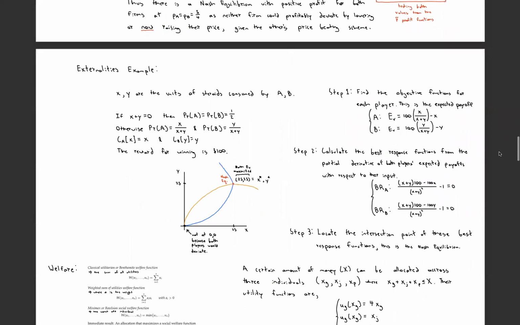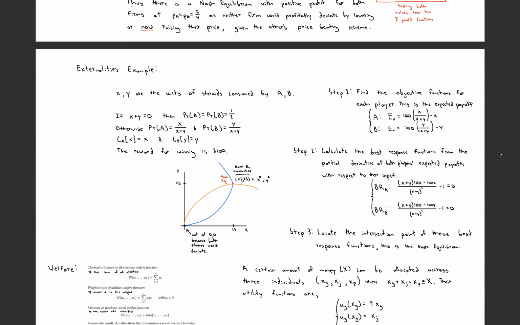You also covered externalities. So we're going to see in this example, X and Y are units of steroids consumed by A and B. If X plus Y equals 0, then the probability of A equals the probability of B, both of them using, is going to be 50%. Otherwise, you end up with that function. And this is another example. I believe it might be from one of his old exams, but of course you have all of those at the moment. And then your reward in this example is going to be $100.